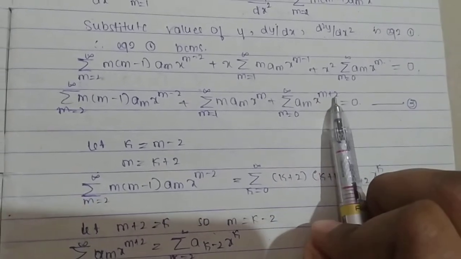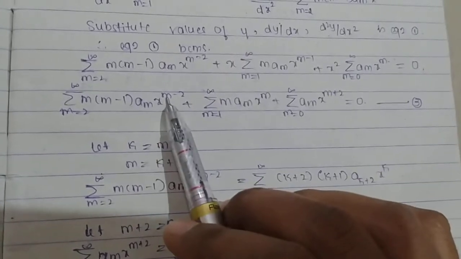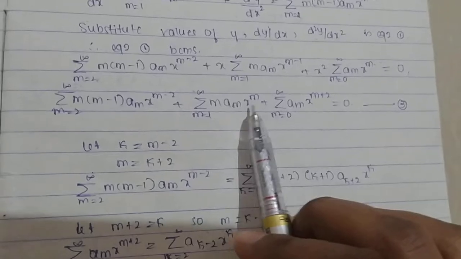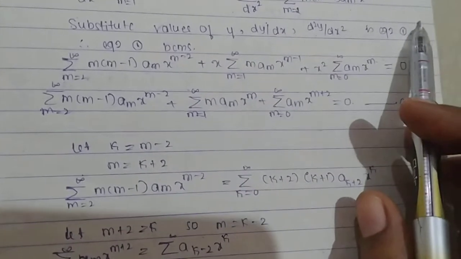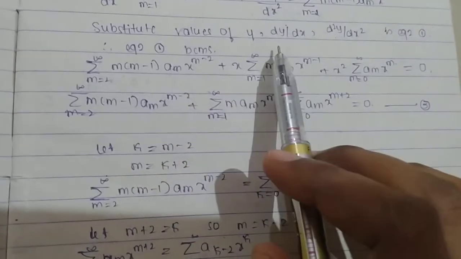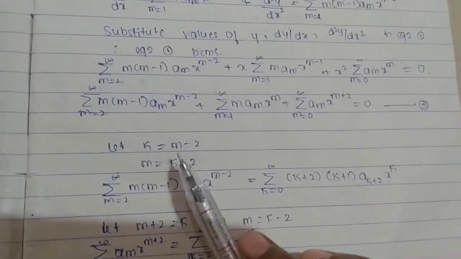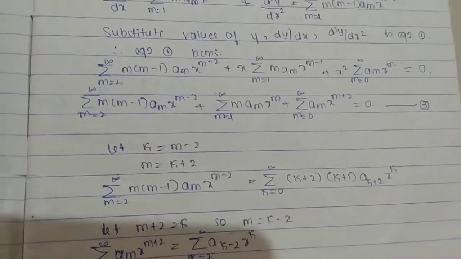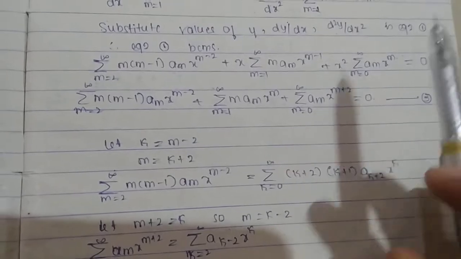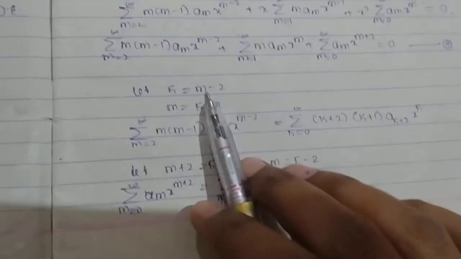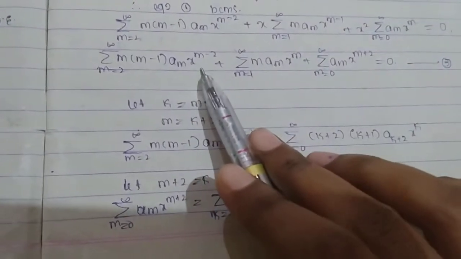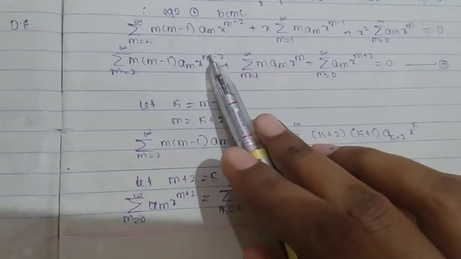The working rule says we have to bring these powers, m minus 2 and m plus 2, to the standard form x^m. For that, I first substitute k equal to m minus 2, then replace k by m, and then substitute k equal to m plus 2 and replace k by m. So let me do it first. I substitute k equal to m minus 2 to make it in the form of x raised to m.